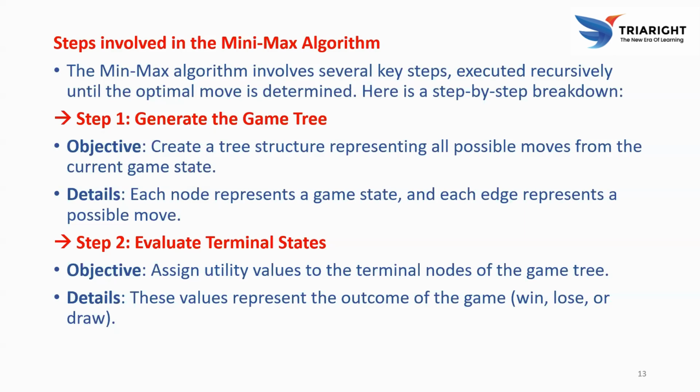So these are the steps involved in the minimax algorithm. The minimax algorithm involves several key steps executed recursively until the optimal move is determined. Hence, we have the step-by-step breakdown. Step 1: generate the game tree. Objective: create a tree structure representing all possible moves from the current game state. Detail: each node represents a game state and each edge represents a possible move. Step 2: evaluate terminal states. Objective: assign utility values to the terminal nodes of the game tree. Detail: those values represent the outcome of the game, win, loss, or draw.